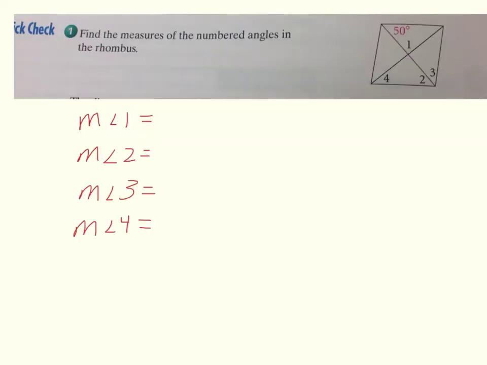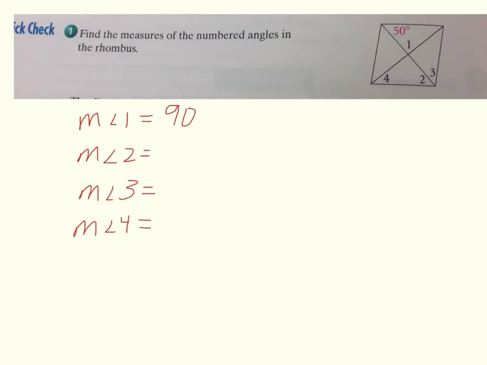In quick check number 1, they're asking us to find, again, the measures of the numbered angles. We've got to find the measure of angles 1, 2, 3, and 4. Well, right away, hopefully you look at the measure of angle 1 and know that that is 90 degrees because the diagonals of a rhombus are perpendicular.